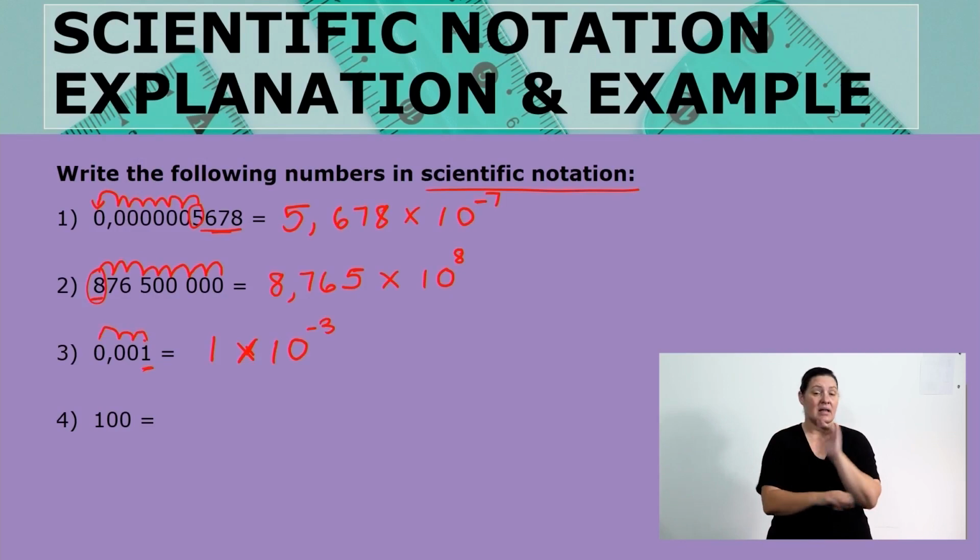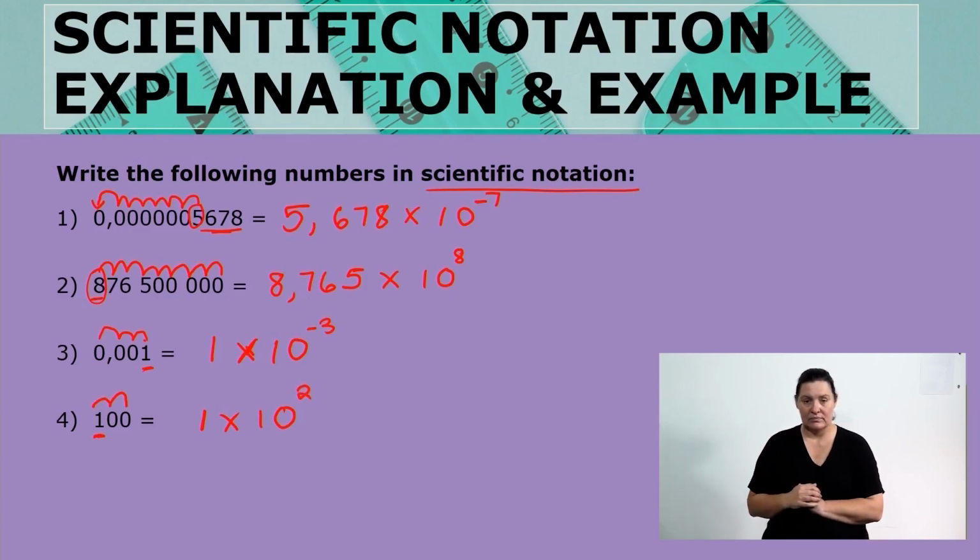And our last example is going to be 100. And then we are going to shift the 100. So we are going to say 1 multiplied by 10. And we are shifting that 1, how many spaces to the right? 1, 2. Those are 2 spaces to the right. So we are going to say a positive 2.